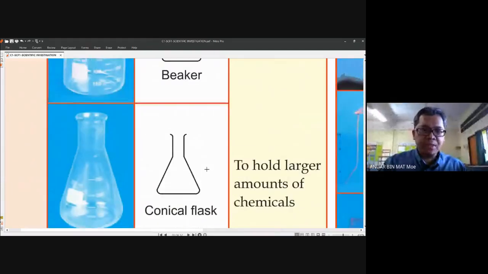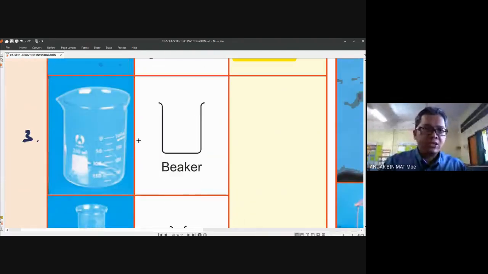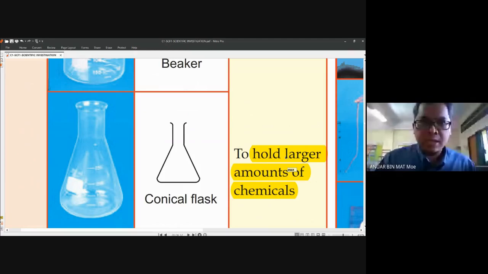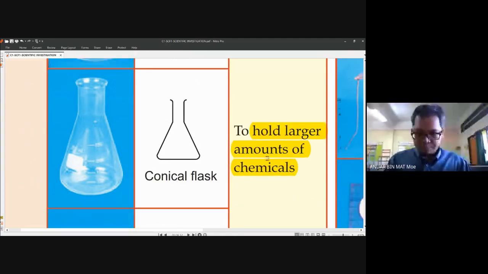Okay? There are actually many sizes of beaker. There are large beaker. There are smaller beaker. But the function is only one. What's the function? Again, the function of these 3 apparatus is to hold larger amount of chemical. If you compare with the test tube, only small amount of chemical, but you use beaker, conical flask, and flat bottom flask for holding larger amount of chemical.